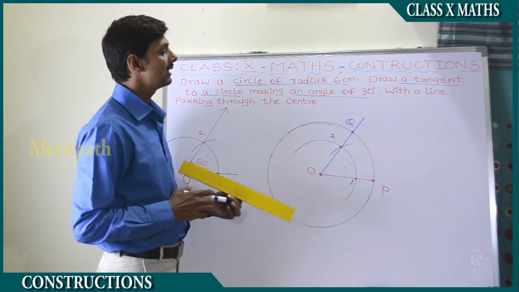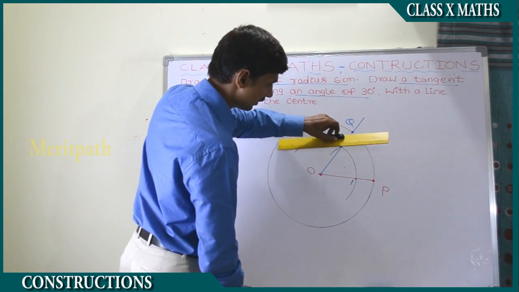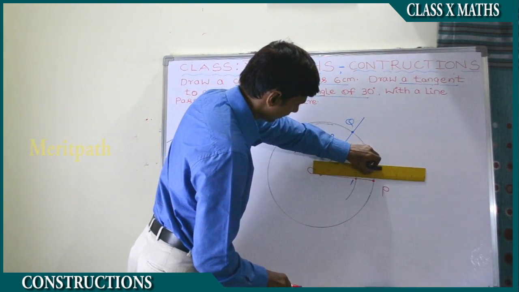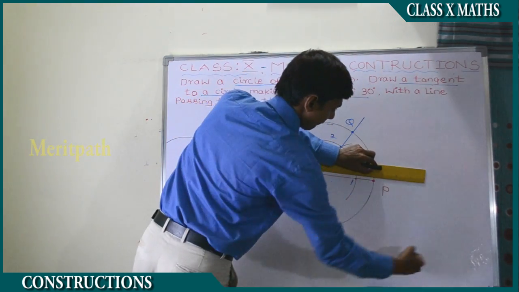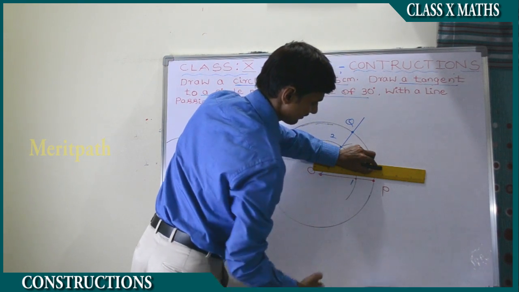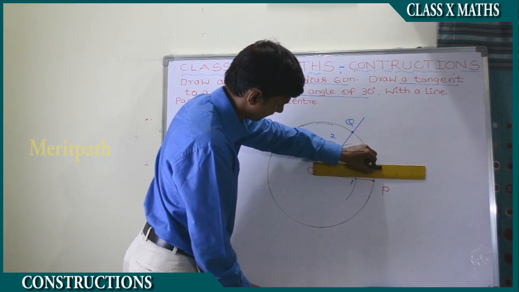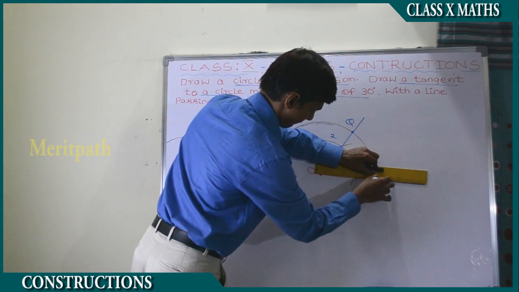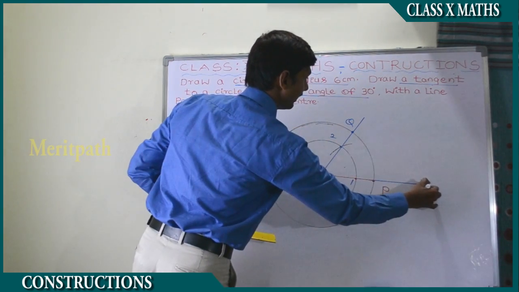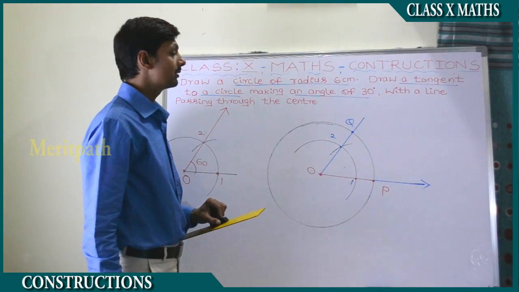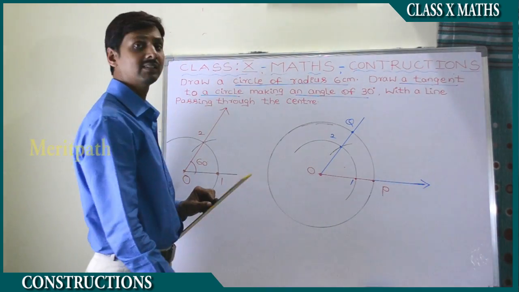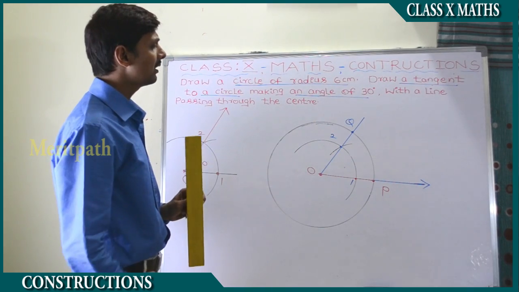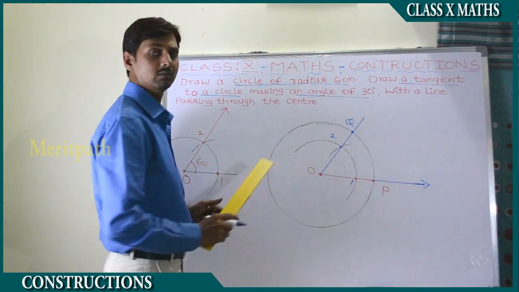For that, let's extend OP first. We are extending OP. We have extended radius OP. Thereafter, let's draw a perpendicular line for OQ.